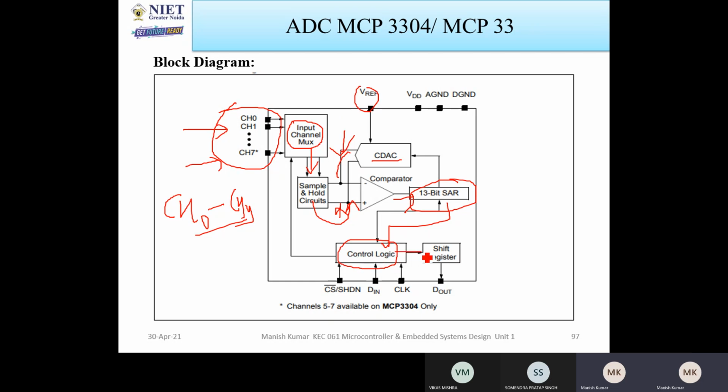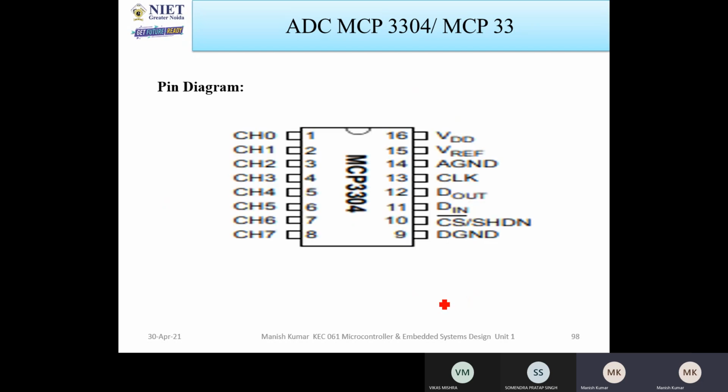Now this control logic sends the output to the shift registers. Here in this shift registers, the output will be stored. With the help of this pin D out, you can take the output and feed it wherever you want. So there are different types of pins, 16 pins in total: VDD, AGND, DGND, channels, CS, SHDN, D in, clock, D out. We will see in the next slide the pin diagram of this MCP3304.